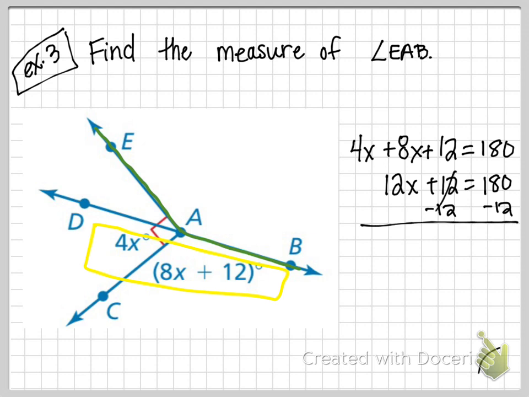Start by subtracting 12 from both sides. 168. So 12x equals, yes, 168. Divide both sides by 12. X equals 14, I think.